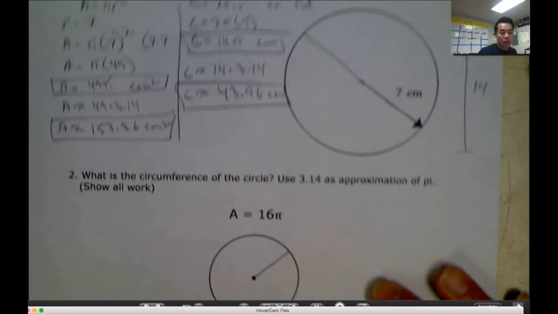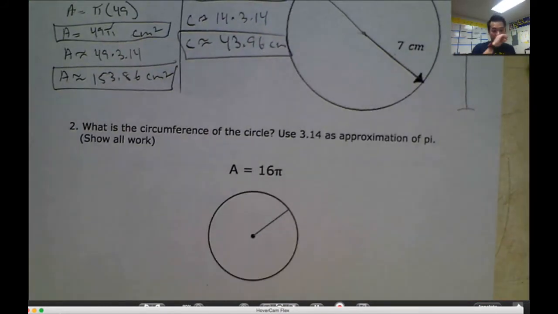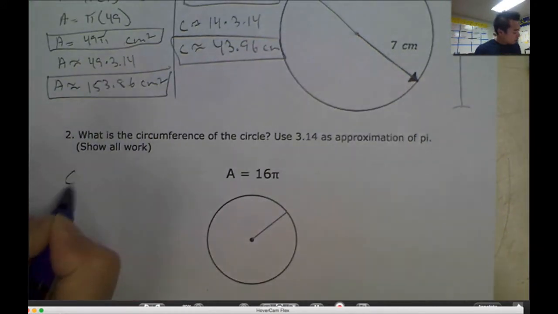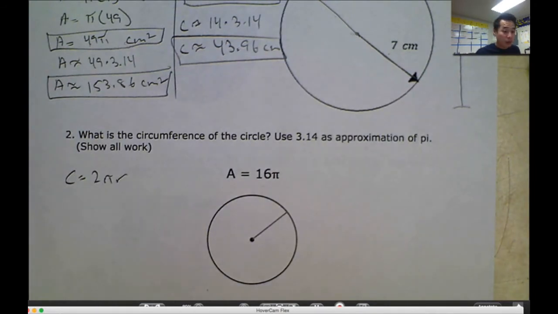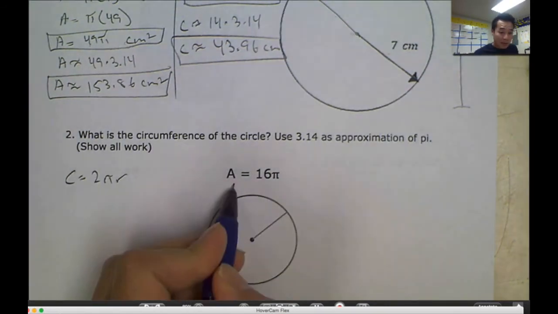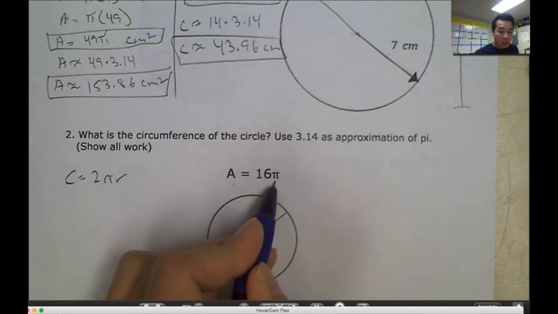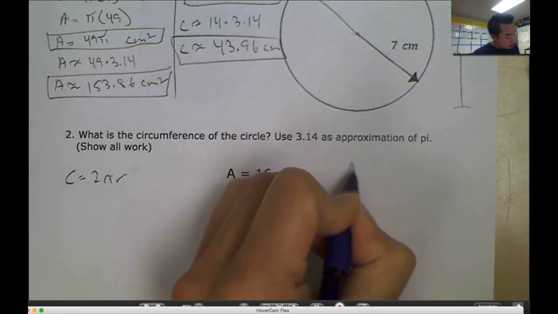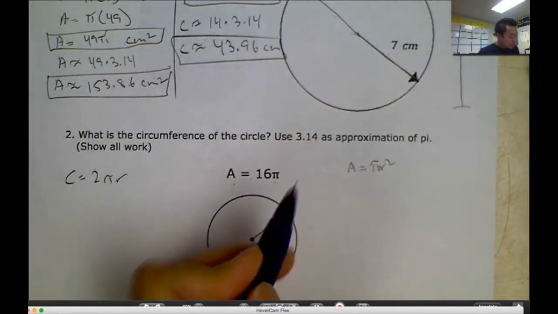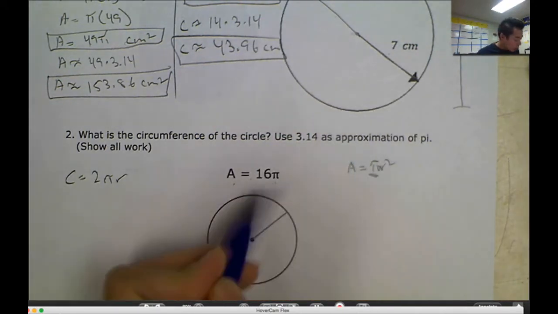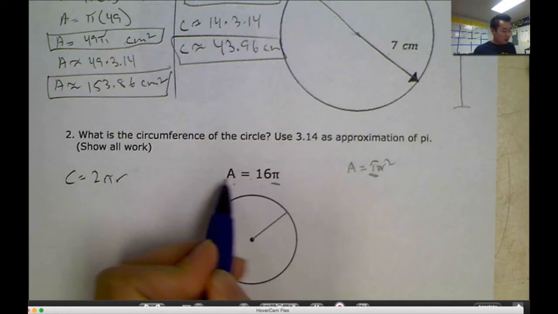Okay, let's go to the next question. The next question is, what is the circumference of the circle? Use 3.14 as the approximation of pi. So circumference is 2 pi r. But I gave you area is equal to 16 pi. Well, I'm just going to go ahead and write down the area formula, pi r squared. Notice how this has a pi symbol in the formula and then a pi symbol in the answer. Area is equal to 16 pi.